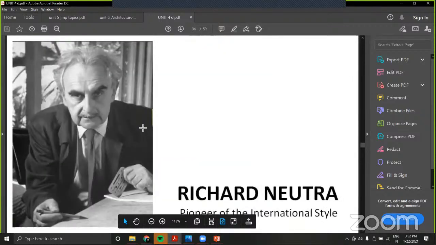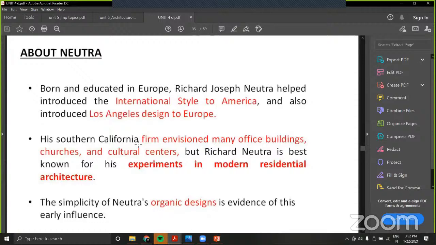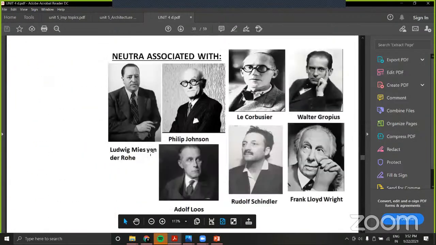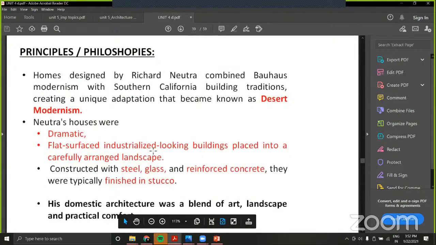So, Richard Neutra is one of the pioneer architects of the international style. He was born and educated in Europe, and his Southern California firm designed many office buildings, churches, and cultural centers. We will go on with his work. His principles: Neutra's houses were dramatic, flat-surfaced, industrial-looking buildings placed into a carefully arranged landscape, constructed with steel, glass, and reinforced concrete. They were typically finished in stucco. Stucco is one of the materials.